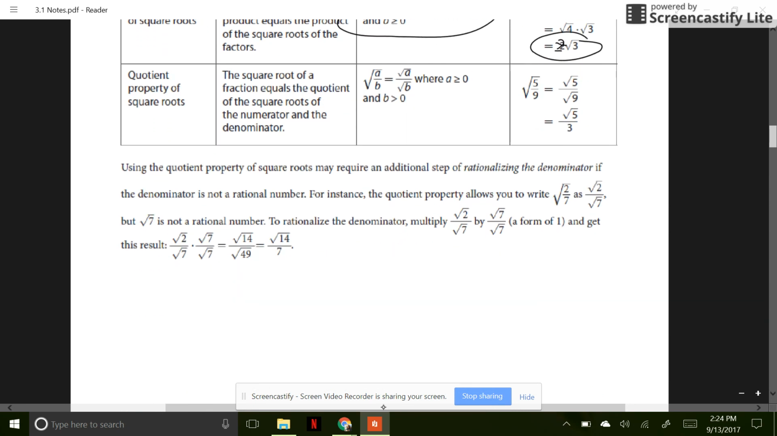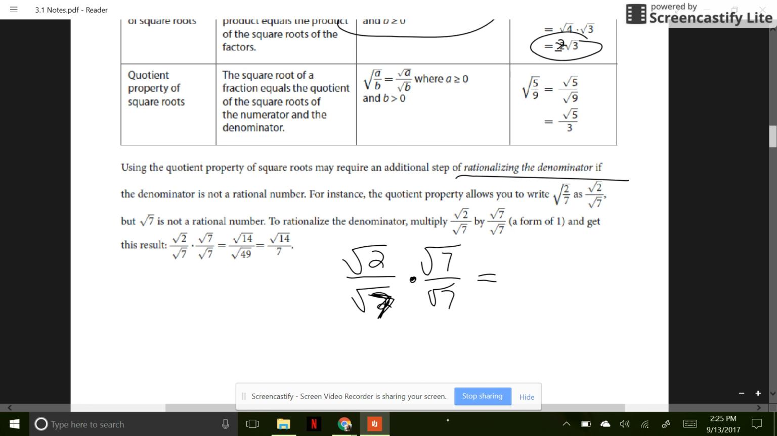Now, this may require the additional step of what's called rationalizing the denominator. We do not like to have square roots in the denominator. They're not rational. So in order to rationalize it, we take whatever our fractional square root is. In this case, they had root 2 over root 7. We'll multiply by root 7 over root 7, which is equivalent to 1, since you're dividing something by itself. So we're not changing our value at all, because we're multiplying by something equivalent to 1. But this is just going to change what it looks like.